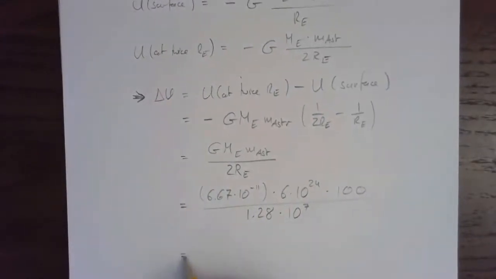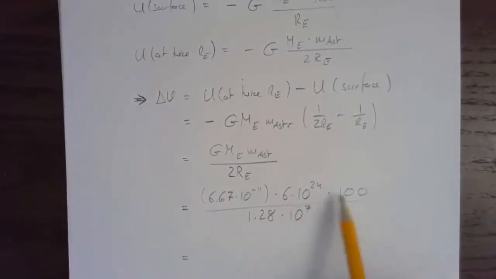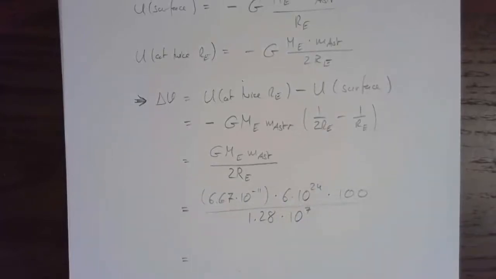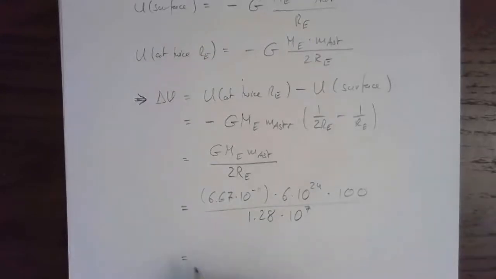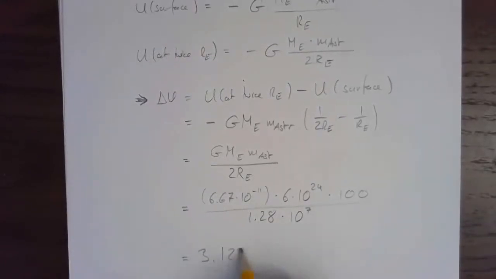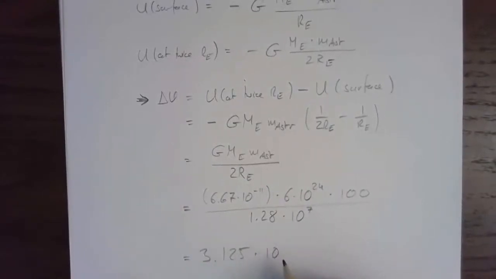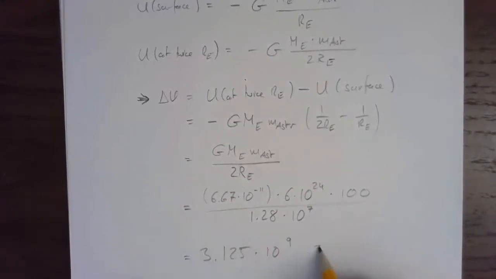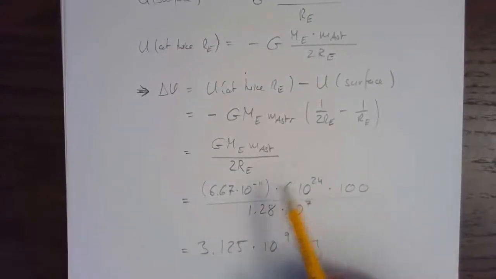Okay, well now, you could just plug it into the calculator, or you can estimate it in your head using the method I told you before, where you just calculate the powers of 10 separately, and then you deal with the numerical values, and you're going to get, let me think, 3.125 times 10 to the 9 joules. You can double check, work it through yourself to make sure that is the answer. Okay. Really just plugging in values, finding the difference.